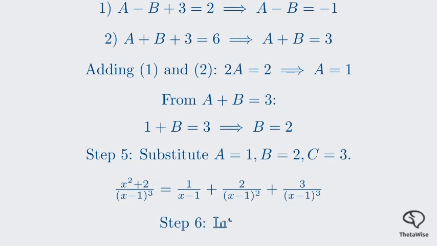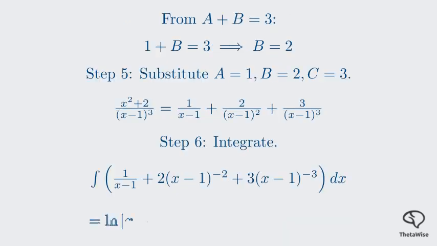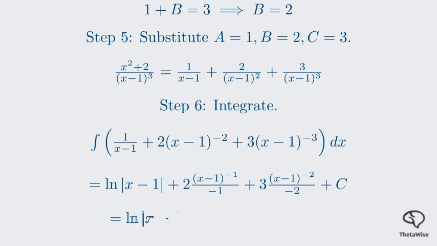Step 6. Integrate. The integral of the first term is natural log of x minus 1. For the other two terms, we use the power rule after rewriting them as negative powers. This gives us -2 over x minus 1, minus 3 over 2 times x minus 1 squared, plus C, verified using memo.